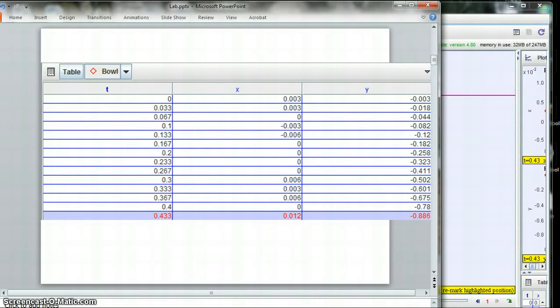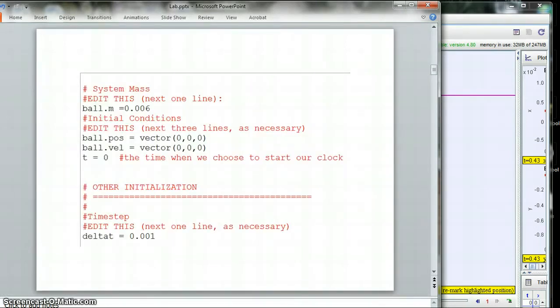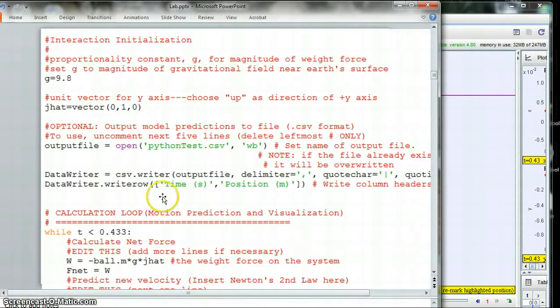I took this data to set up my model, and my initial conditions were that the mass of the ball was 6 grams, 0.006 kilograms, and the initial position of the ball was at 0, 0, 0, and the initial velocity was also 0, 0, 0, because I recorded just as she started dropping the ball. Delta t is very small at 0.001.